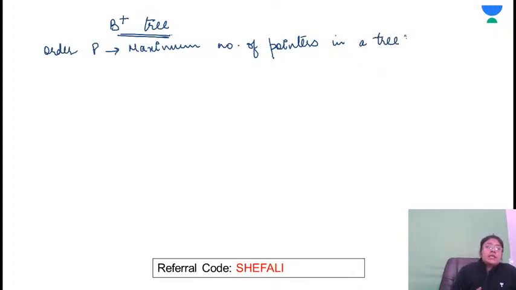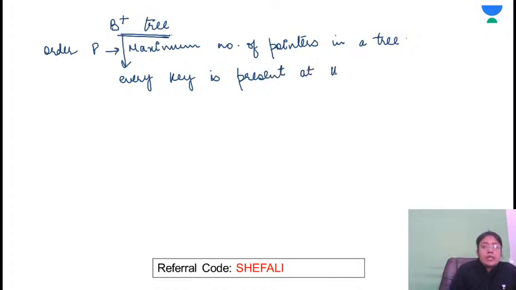The difference is that in B plus tree, the main advantage is every record, every key is present at the leaf level. In case of B tree, all the keys were not available at the leaf level. So that is why sequential access was not supported by B trees.